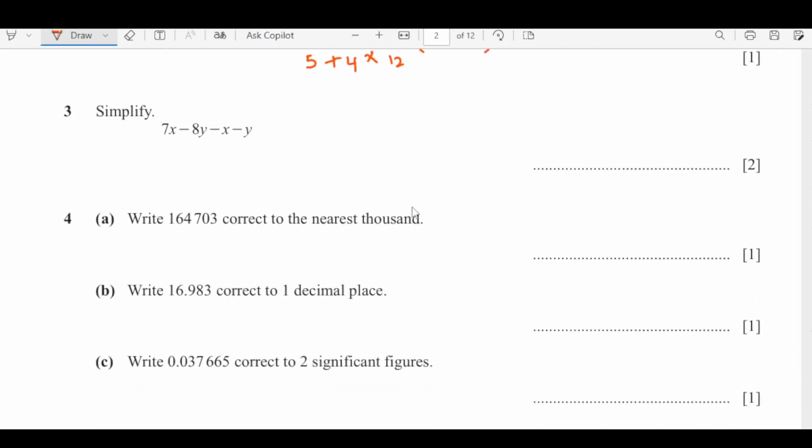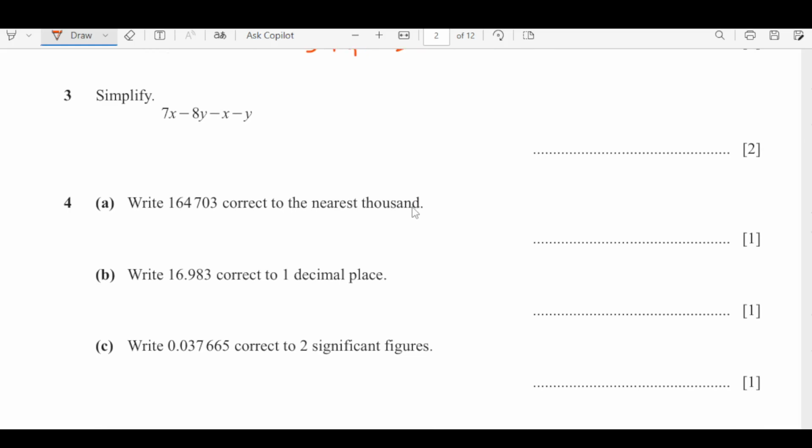Now the next one we have is simplify. Simplify means we are going to combine the like terms. So we have here 7x minus x and then 8, and this 7x minus x is 6x minus 9y. So we have 6x minus 9y as the answer.